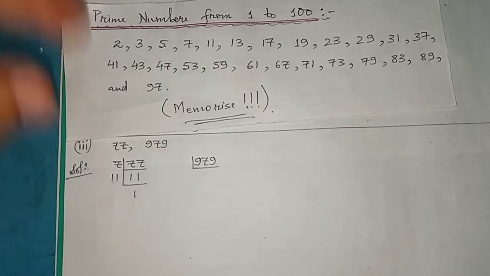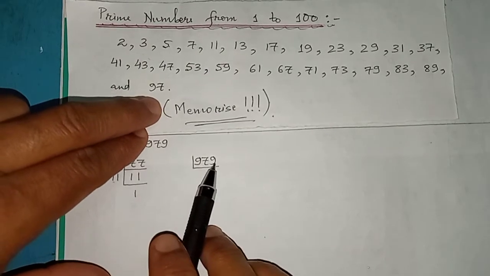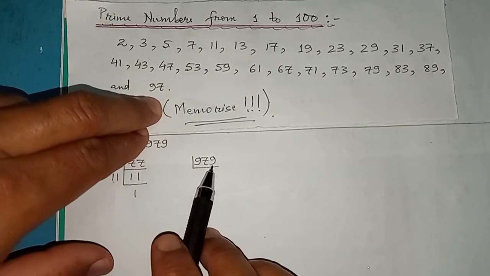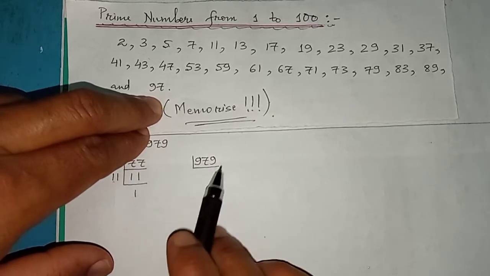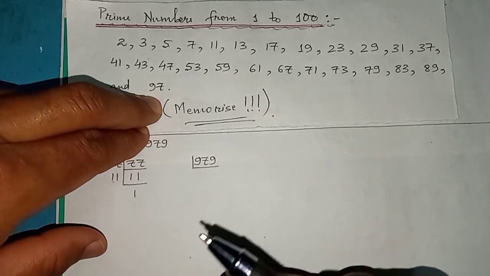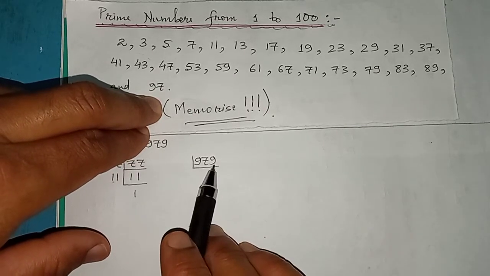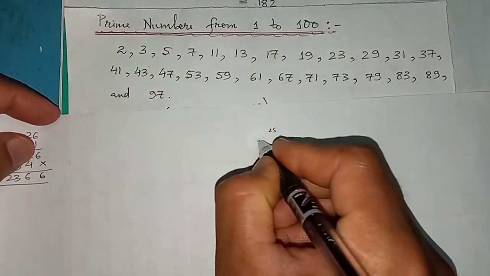9 plus 7 is 16, 16 plus 9 is 25. Now, do you think 25 comes in the table of 3, or that 25 is a multiple of 3? The answer is no, because if you keep on saying the table of 3, the total is 25, and it's not in the table of 3.